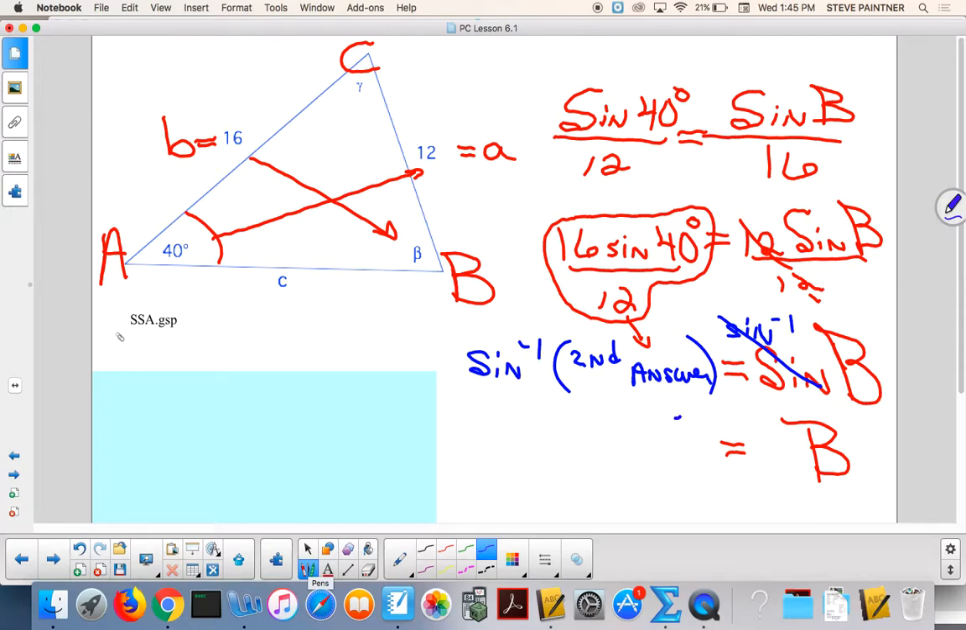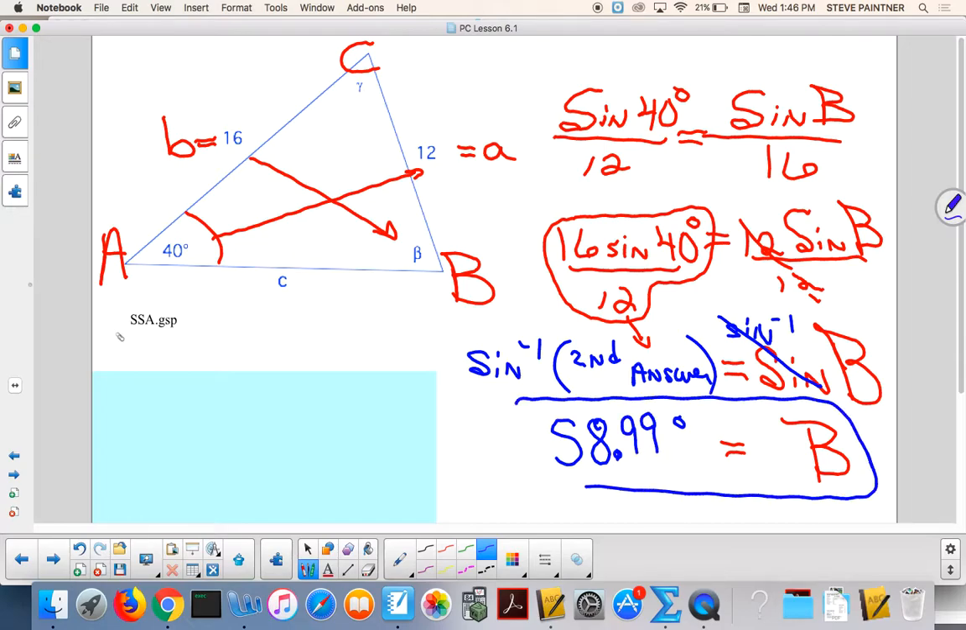What's the angle, by the way? 58.99. I think, Harry, it's 58.99. Okay. So there it is, guys. Otherwise, if you don't do that, you're going to be off by like 0.2, 0.4 degrees, which could matter. Okay. So that would be angle B.